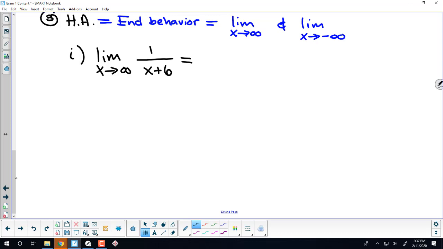So what's the limit here? As x approaches infinity, 1 over x plus 6 approaches what? 0? What do y'all think? Numerator's 1, denominator's getting larger and larger, quotient gets smaller and smaller. What about at negative infinity? Still 0, right? So what do we know? Horizontal asymptote at 0. y equals 0.